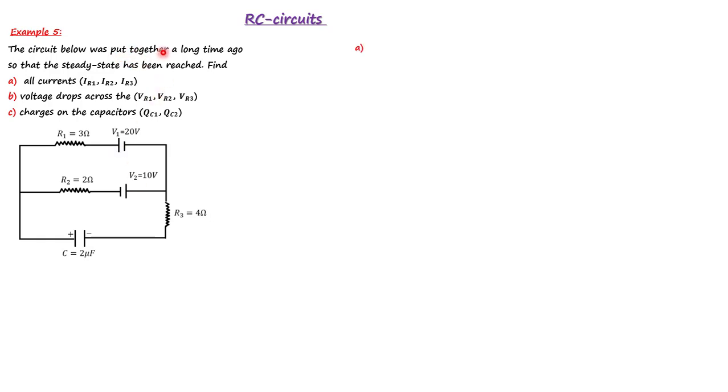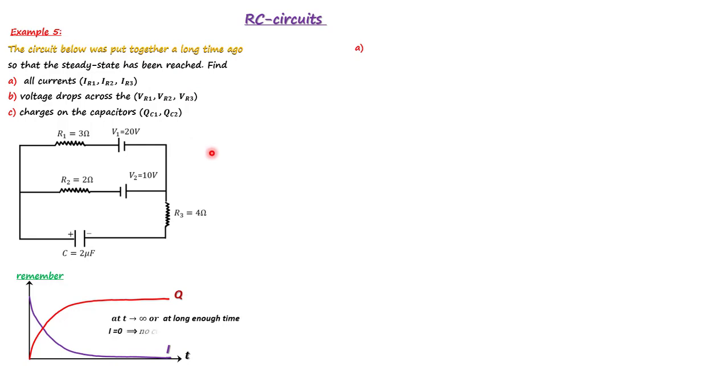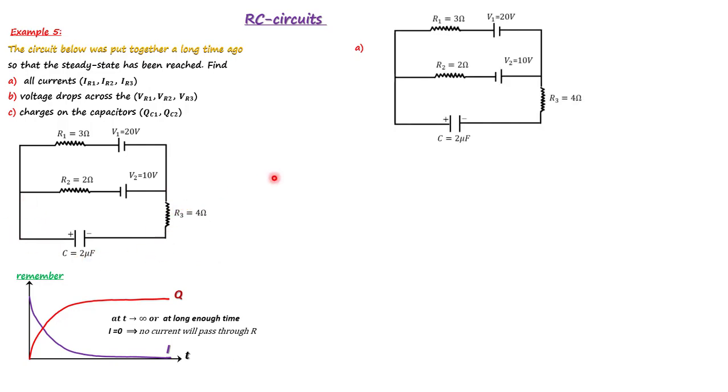Again, this circuit was put together a long time ago, again for the same reason. When time goes to infinity, current becomes 0. And there will be no current passing through R when you have a capacitor here. So this part is blocked. The current cannot pass through this branch. It's blocked.